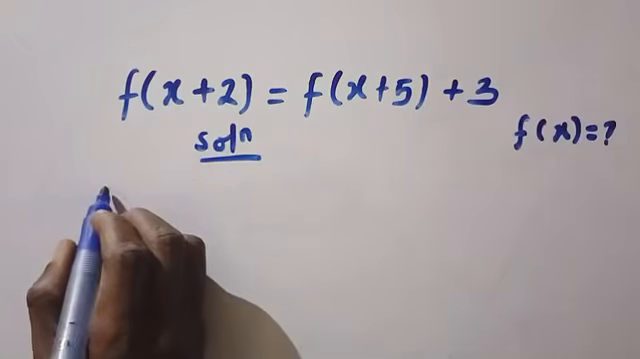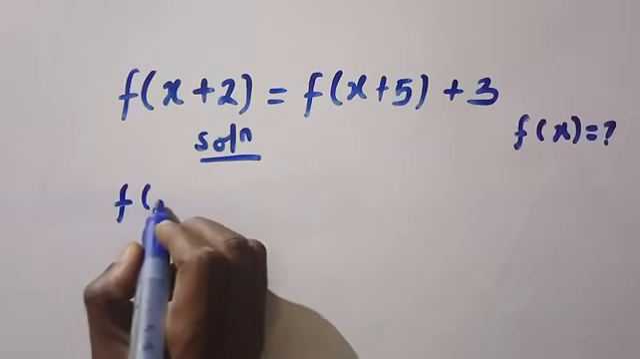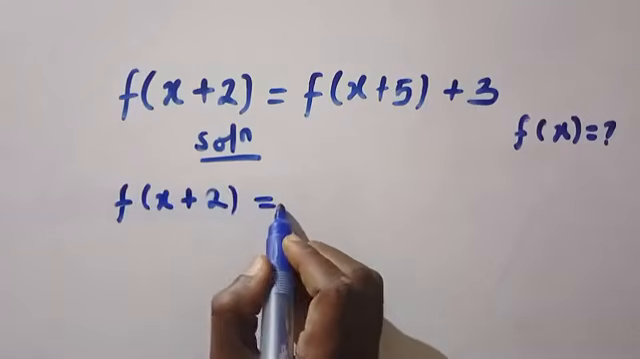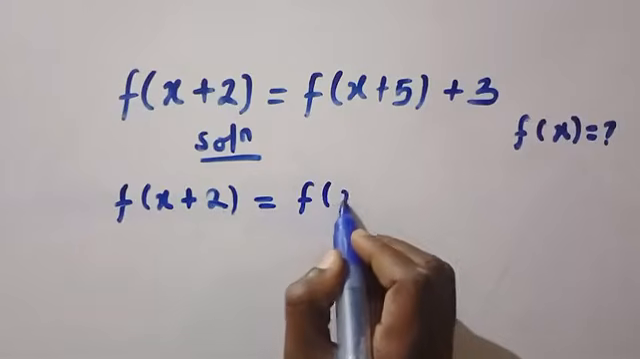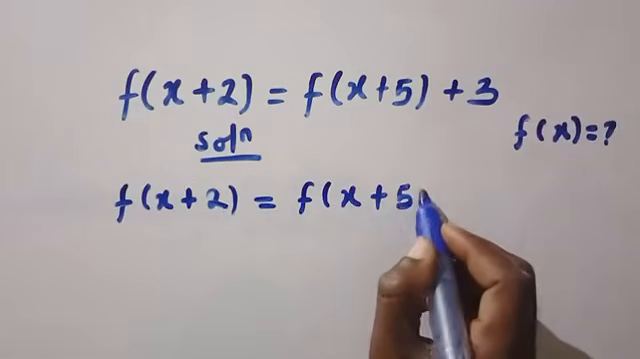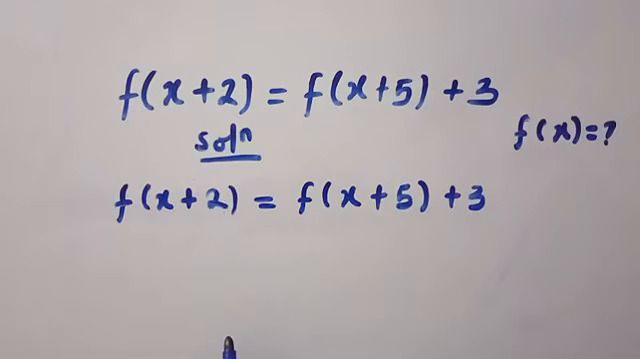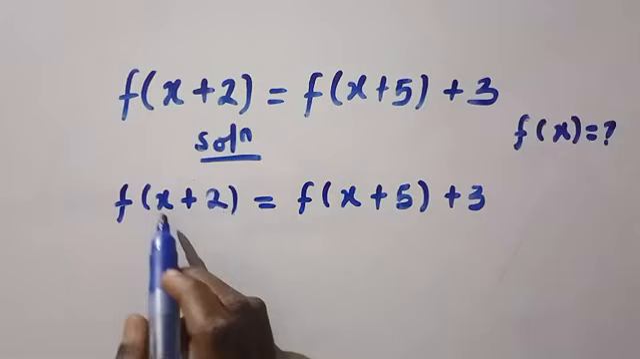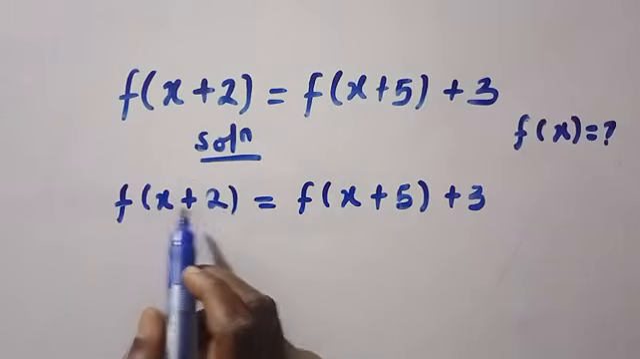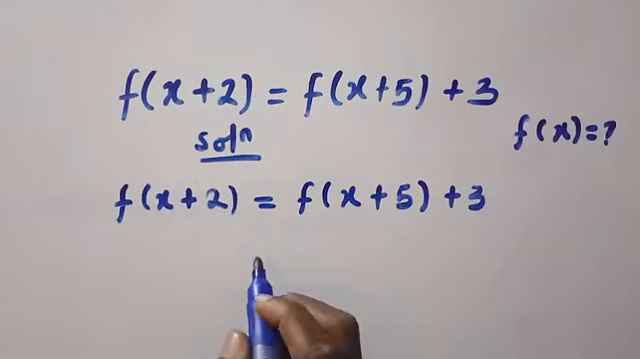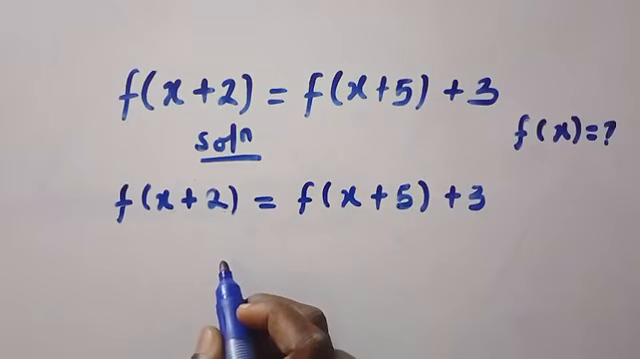From the given question, we have f of x plus 2 equals f of x plus 5 plus 3. So this is the given question. The first step is I want to replace x plus 2 to be having only x. But to do that, we are going to use changing of variables.